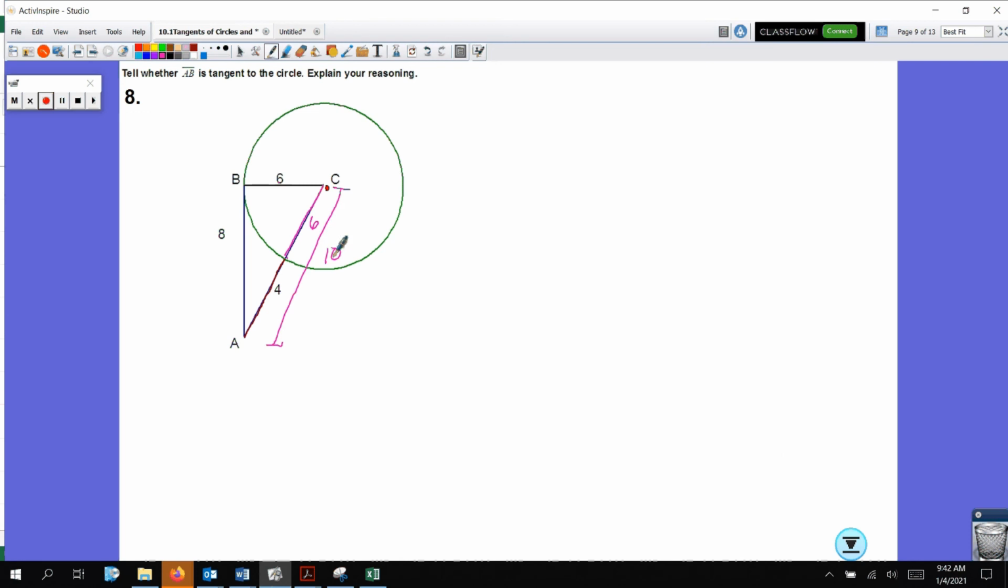Okay, so we need to determine, is AB tangent to the circle? Because we want to find out, is this perpendicular? Is this a right triangle? Okay, so we'll have 10 squared equals 6 squared plus 8 squared. I have 100. Oh, 36. I didn't write that. Nope, don't do that. Plus 64, 100 equals 100.